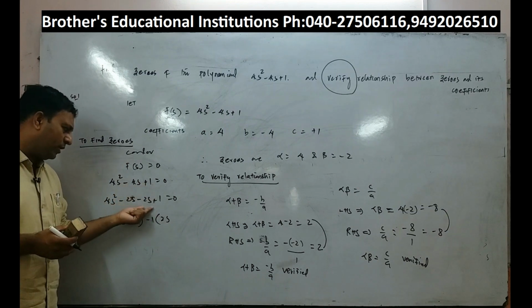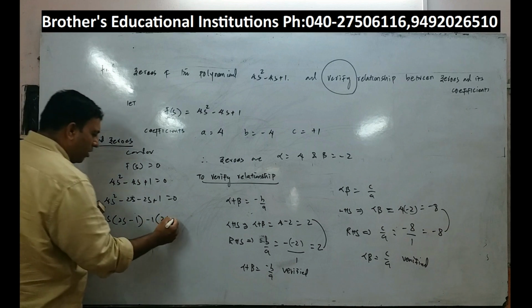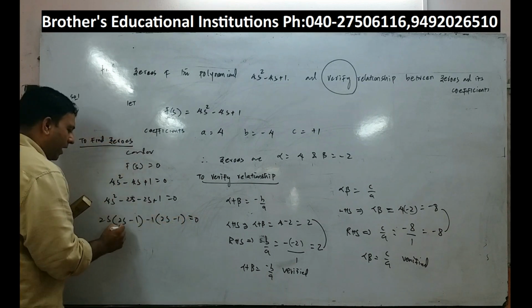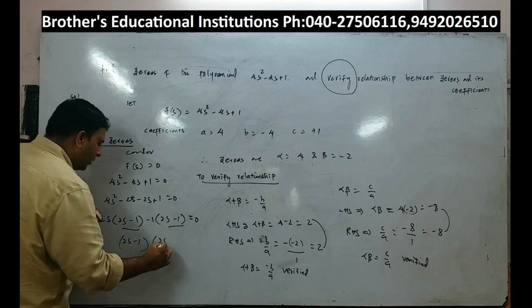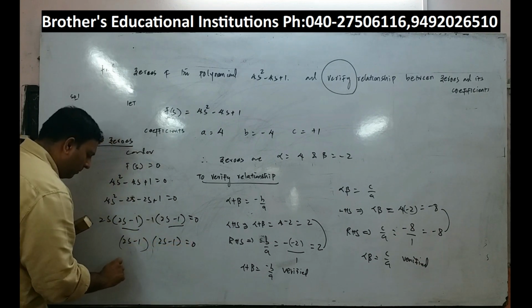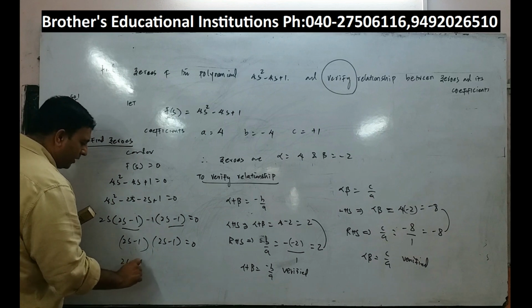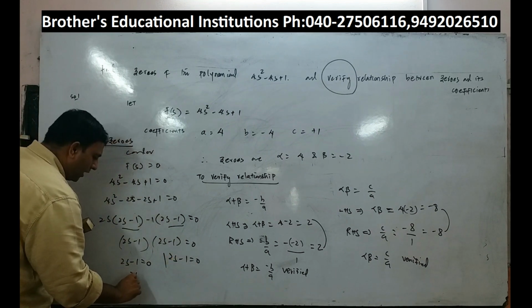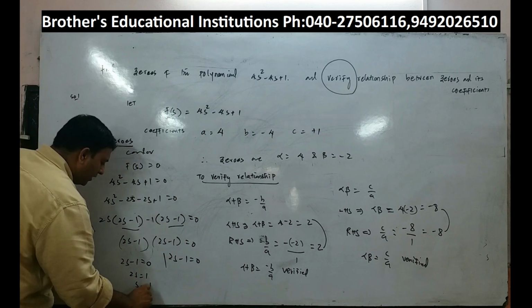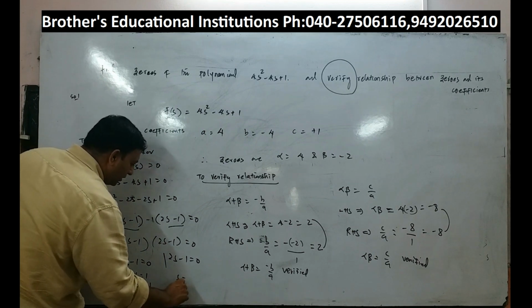When I take f of s equal to 0, it is 4s square minus 4s plus 1. 4s square minus 2s minus 2s plus 1. Now I will take minus 1 common. So 2s minus 1 is again common. 2s minus 1 into 2s minus 1 is equal to 0. 2s minus 1 is equal to 0. 2s is equal to 1, s is equal to 1 by 2, similarly s is equal to 1 by 2.